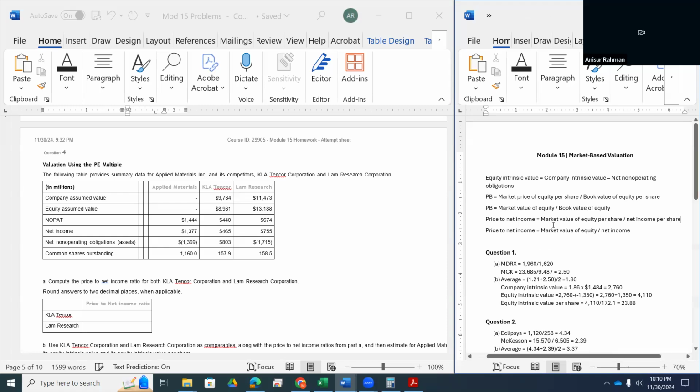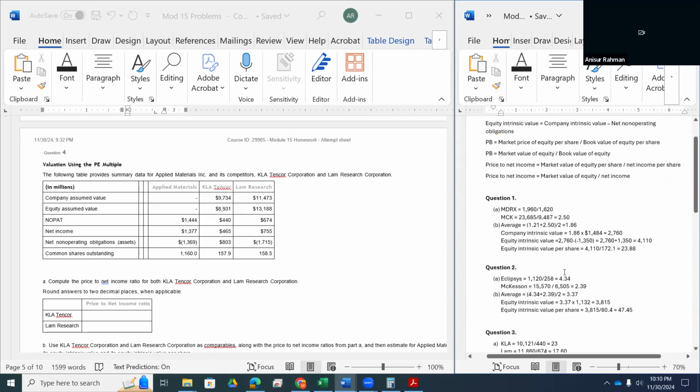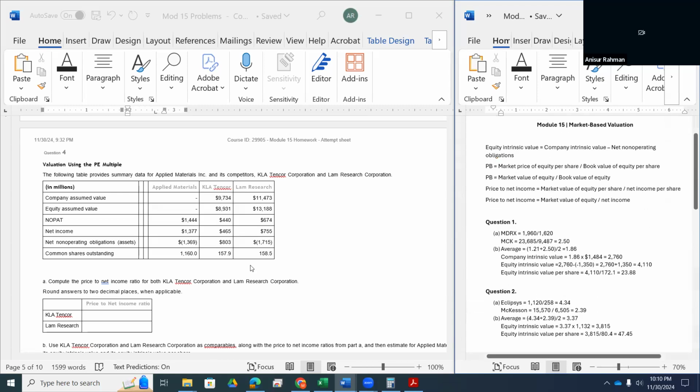So you can use this formula when you have per share values for both market value of equity and net income. If you don't have per share values, you can directly divide market value of equity by total net income. And here, when I say market value of equity, it basically means equity assumed value.